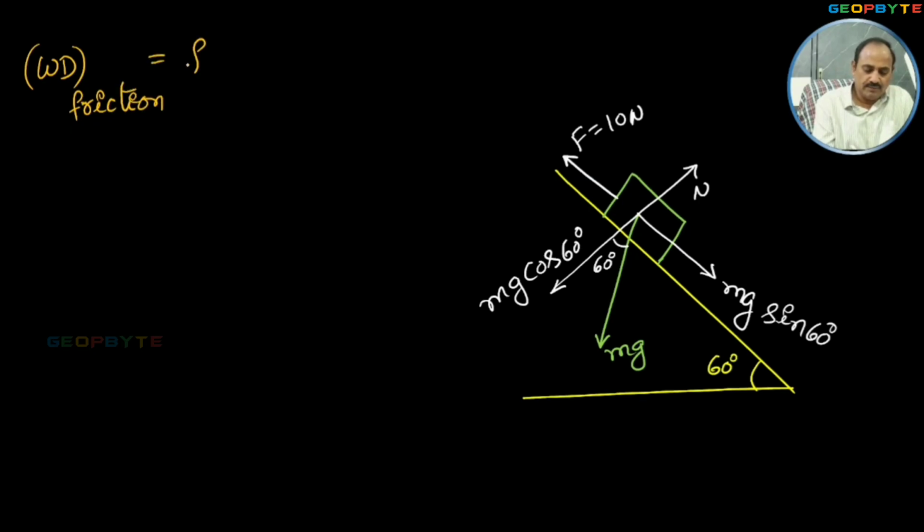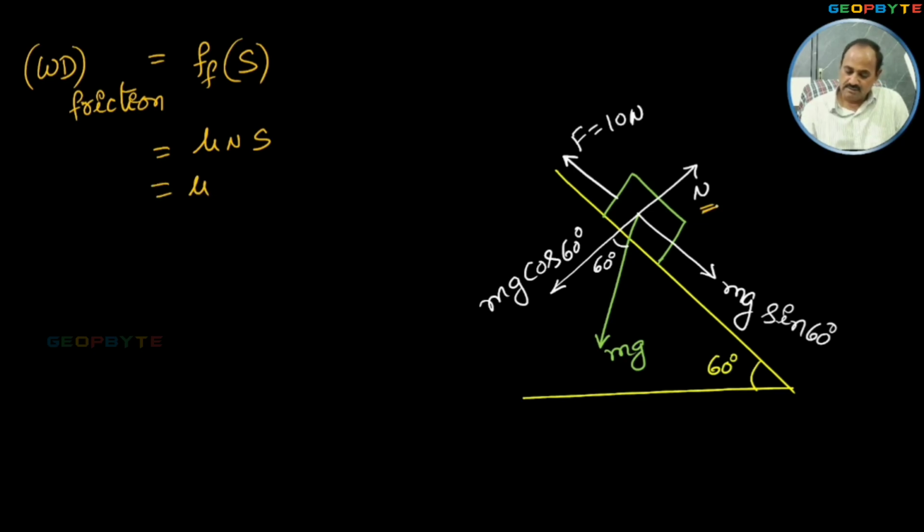Work done against the friction is equal to frictional force multiplied by displacement. Frictional force equal to what? Mu N into displacement. Look at the N value. This N value must be equal to mg cos 60, multiplied by the displacement of the body.